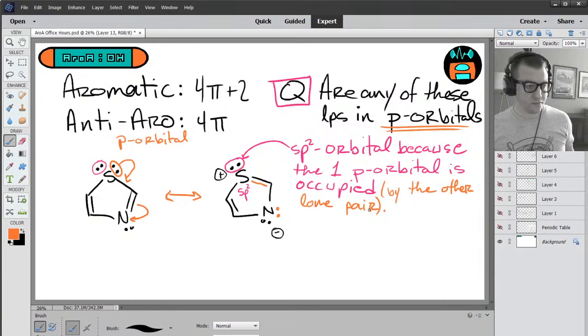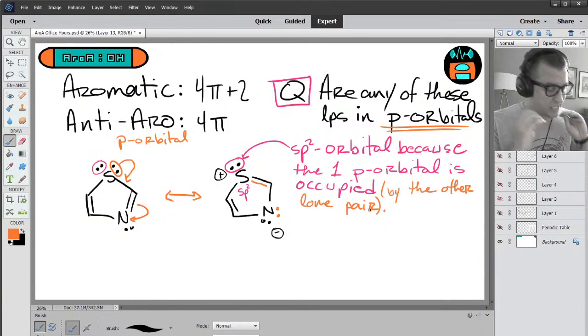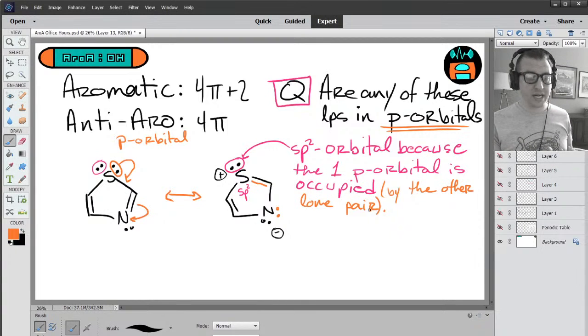So, all that to say is, if a lone pair is in an sp2 hybrid orbital, it's not going to contribute to the number of electrons in the aromatic or anti-aromatic system. If a lone pair is in an unhybridized p orbital, it will contribute.